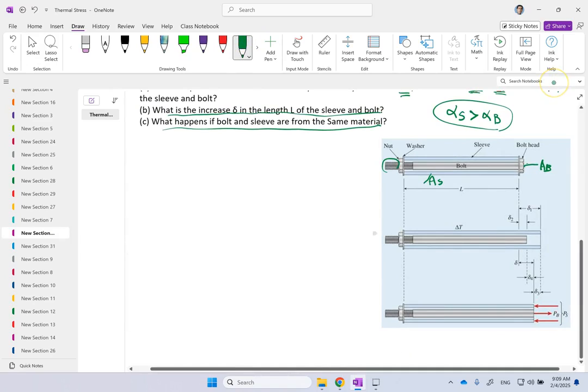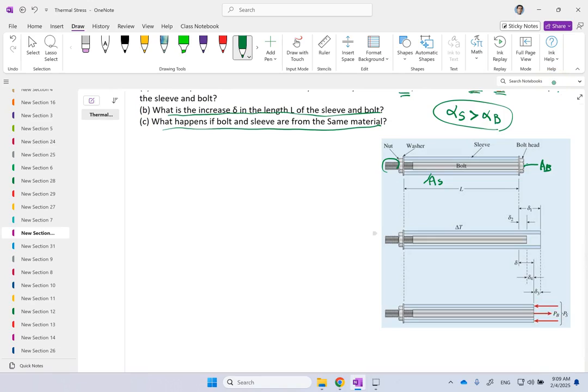Now if we set it free, what's going to happen? Let's say this head is not there and this washer is not there. Well, of course, since they are free to expand, the sleeve will expand by delta 1 and the bolt will expand by delta 2. Clearly delta 2 is less than delta 1 because alpha S is bigger. Now first thing is, how much is delta 1, how much is delta 2?